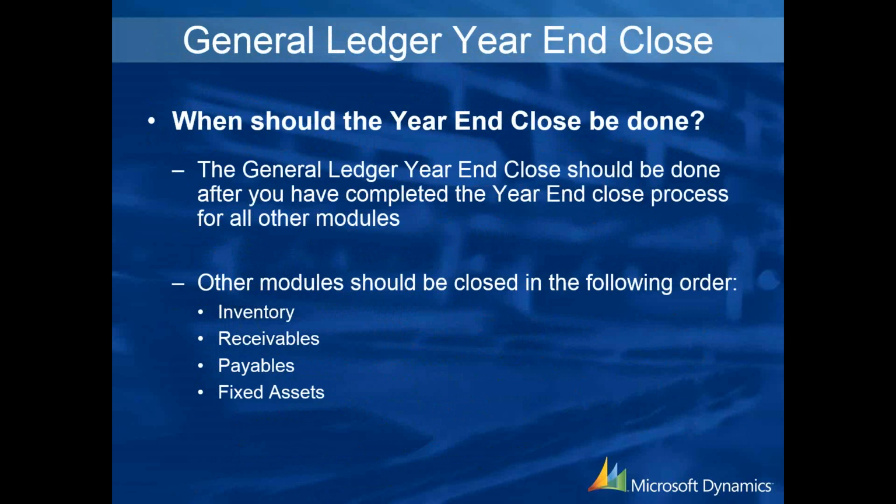So general ledger. Again, this is obviously critical for many, many reasons. And it's typically the last thing, except for payroll, that you will process at the end of a given year. It does not have to be done on a date basis like the receivables or payables. It is date sensitive. So the general ledger year-end close should be done after you have completed the year-end close process for all other modules, except for payroll. Other modules should be closed in the following order: inventory, receivables, payables, and fixed assets.